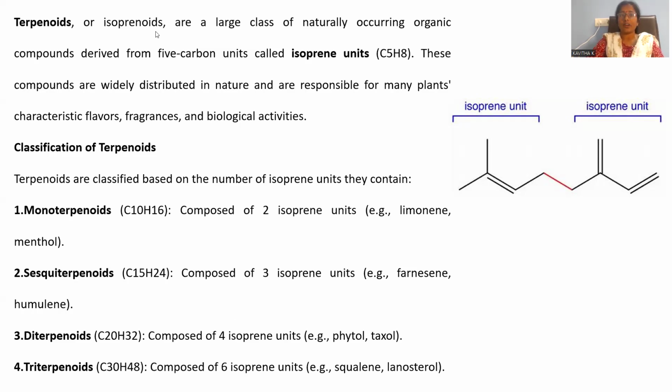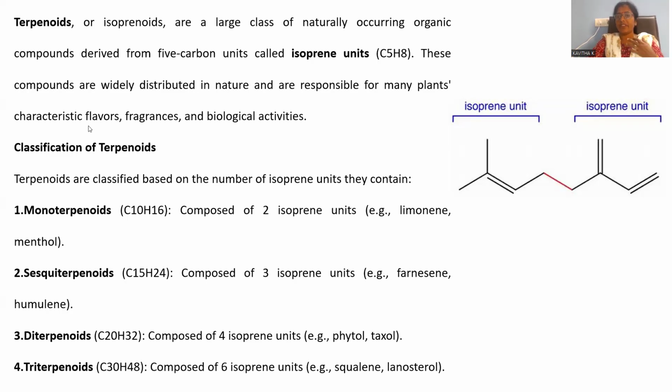Terpenoids, or isoterpenoids, are a large class of naturally occurring organic compounds. They are purely made up of what? Carbon and hydrogen only. So the basic skeleton is made up of isoprene only. But there are different types of arrangement and binding, so that various kinds of materials are found for these terpenoids, but basically they are made up of isoprene only. Isoprene is comprised of a C5H8 unit, where you can find 5 carbon atoms. These compounds are widely distributed in nature and are responsible for many plant characteristic flavors, fragrances, and biological activities.